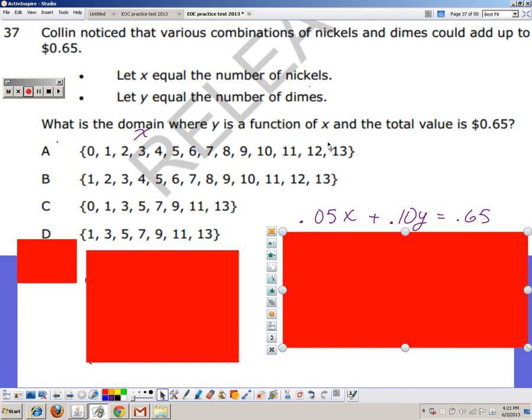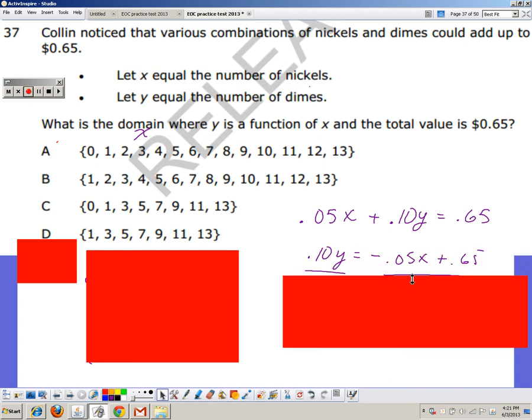So we have 0.05x for nickels. Dimes are worth 10 cents. So we have 0.10 for y. So we have 0.05x plus 0.10y equals 0.65. We need to get y by itself. So we're going to move the x over, making it negative. So we have 0.10y equals a negative 0.05x plus 0.65.